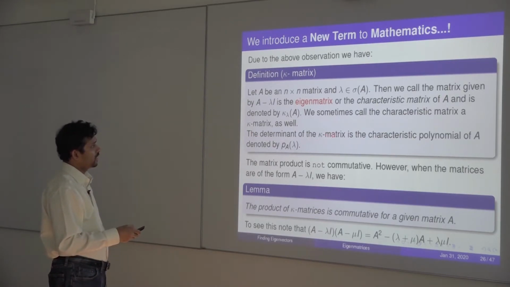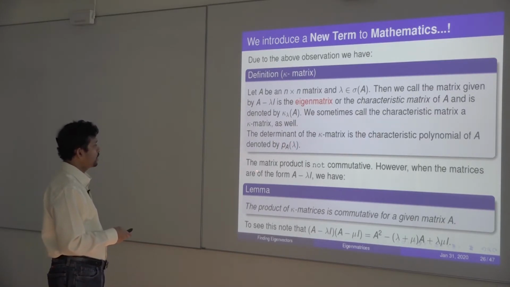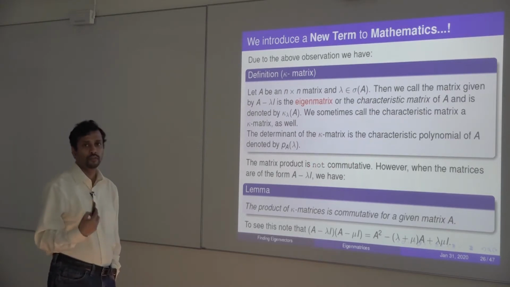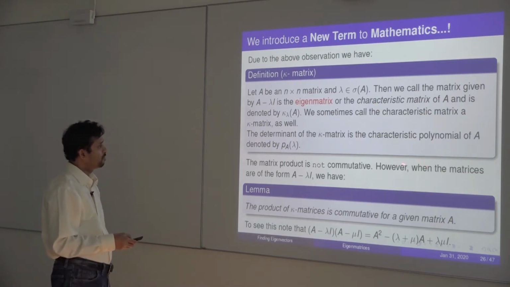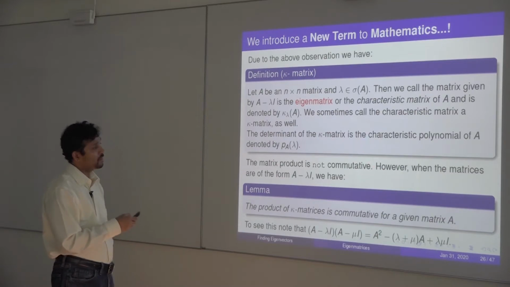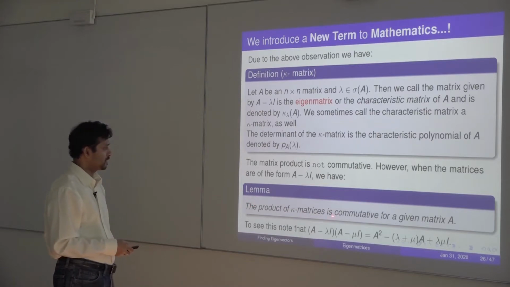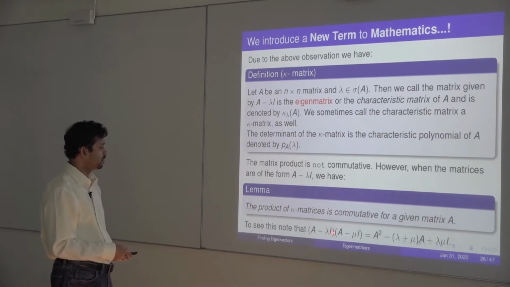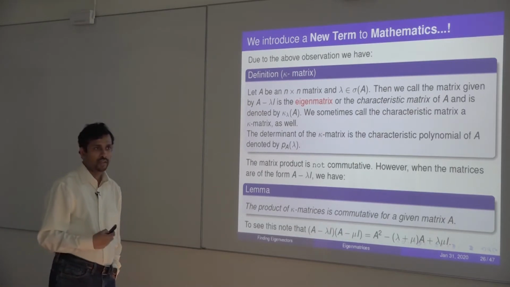The determinant of a kappa matrix is the characteristic polynomial. We normally use rho A or P A of lambda, so it's up to you how to write it, but we can call it P. The matrix product is not commutative in general. But the interesting thing is that if you multiply two kappa matrices, that product is commutative. So the product of kappa matrices is commutative for a given matrix A, and it's very easy to see. If you have two matrices for two different eigenvalues, you can see that this is commutative and that is commutative. That means the product has to be commutative, and we're going to use that fact later.